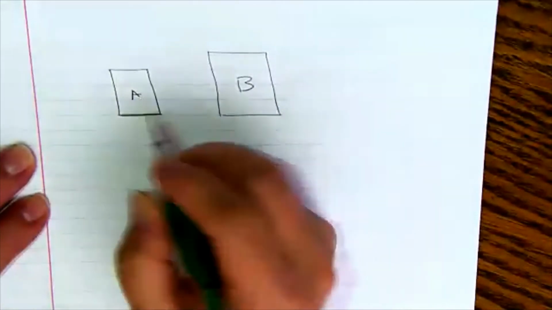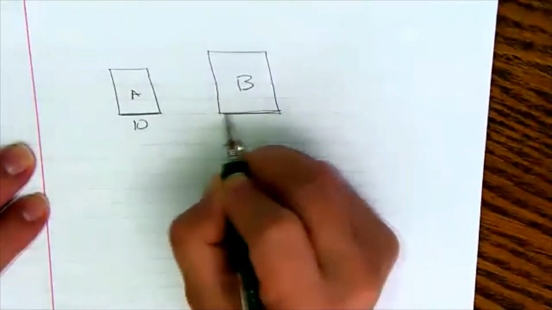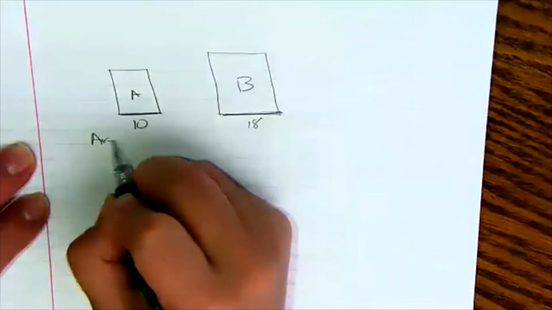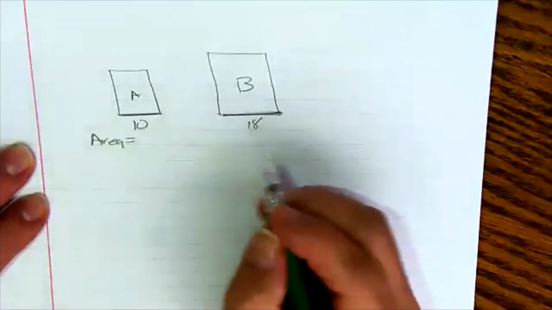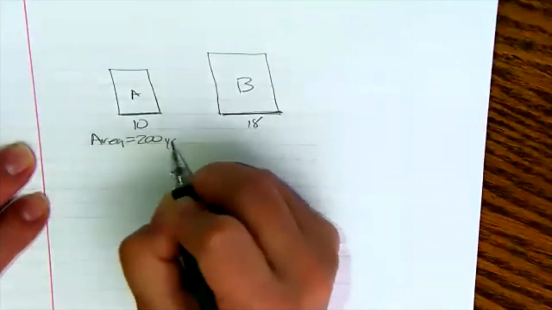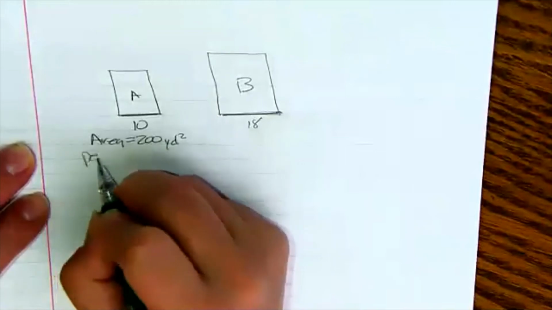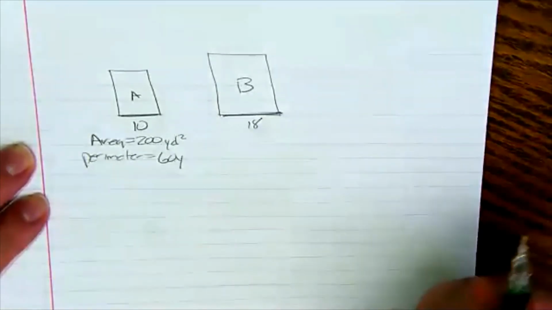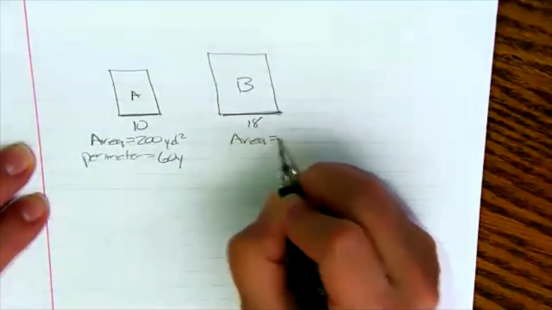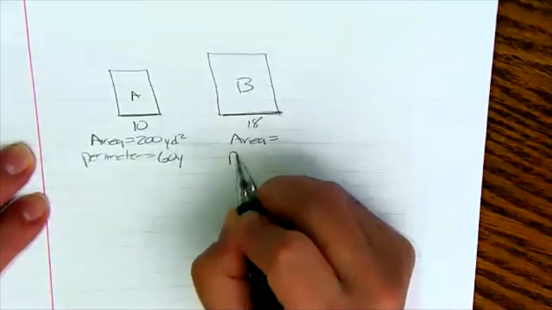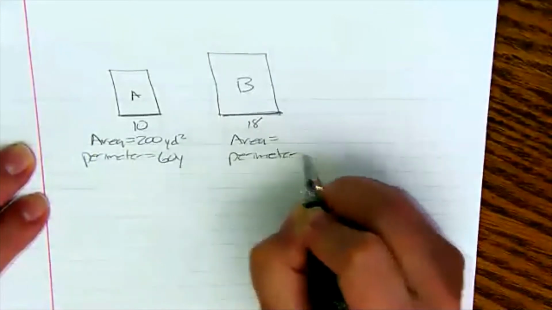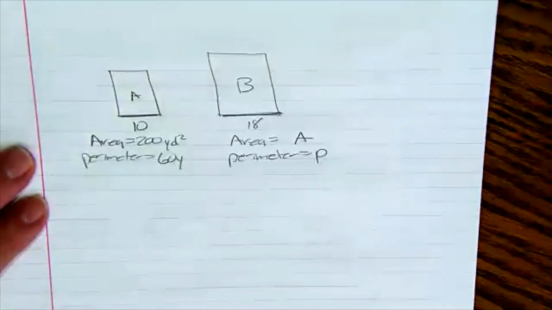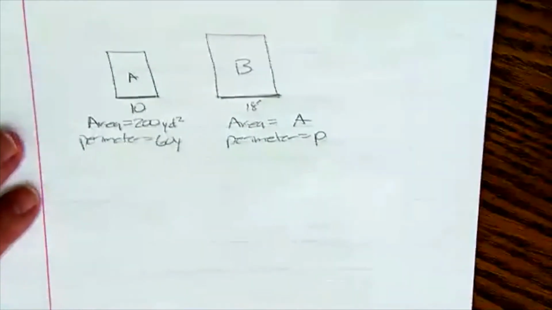The width of rectangle A is 10. The width of rectangle B is 18. The area of A is 200 yards squared, and the perimeter is 60 yards. We want to know the area of B and the perimeter of B. Can we do that? Absolutely we can.